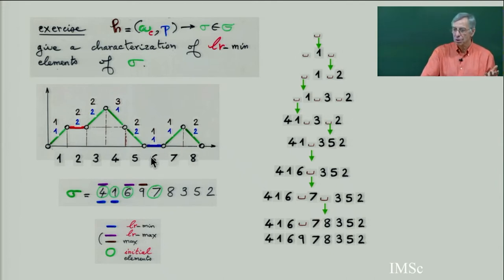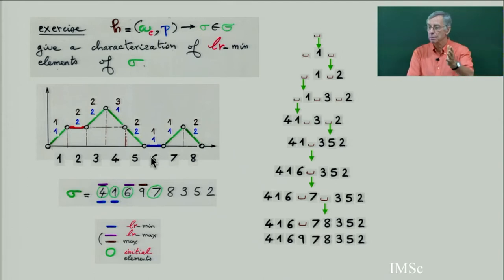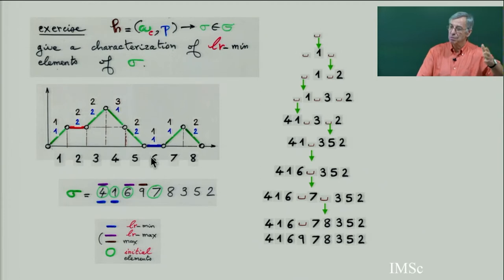Usually in the literature it's called a left to right minimum, because when I read the word from left to right, I am looking at the minimum from left to right, and I take the left to right minimum.